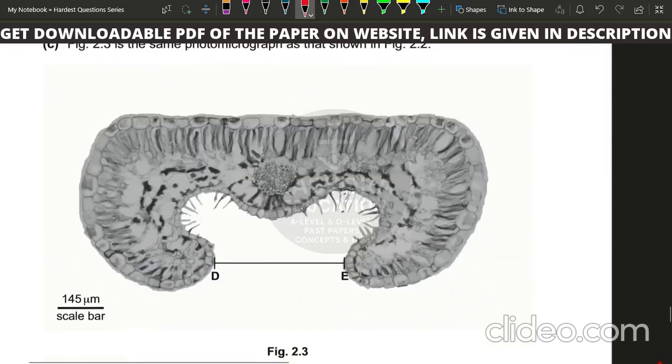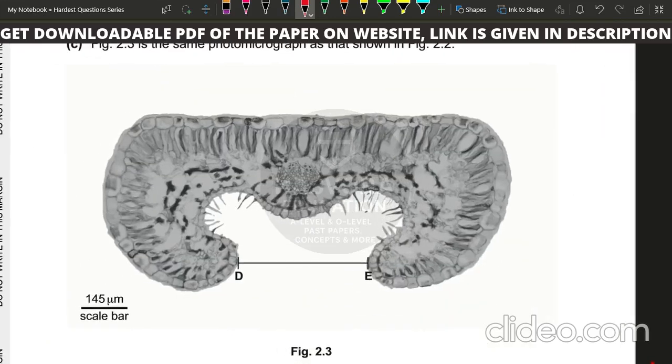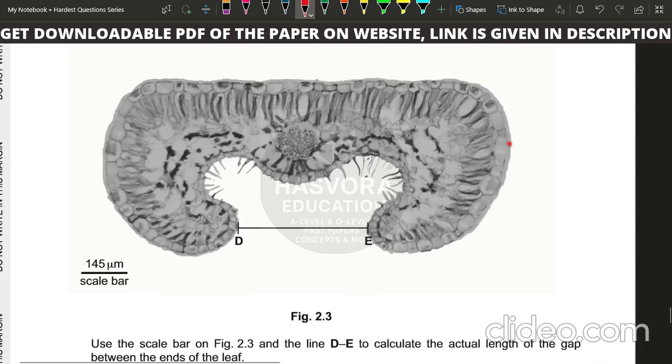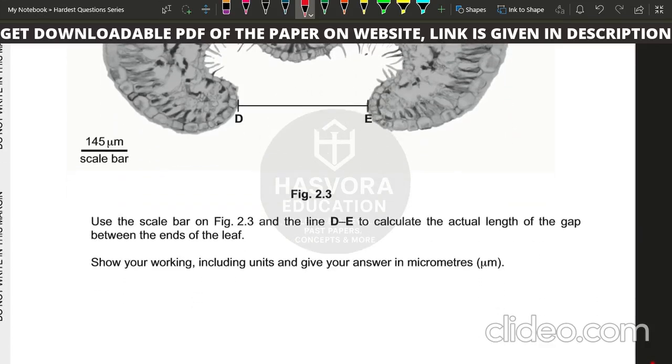And part C says that figure 2.3 is the same photomicrograph as shown in figure 2.2. Now use the scale bar on figure 2.3 and the line DE to calculate the actual length of the gap between the ends of the leaf. Show your working, include units, and give your answer in micrometers. Now these types of questions are not that common, because they usually just tell you the magnification, then you measure the line and use the formula to find the actual length. But here they have given you the scale bar.